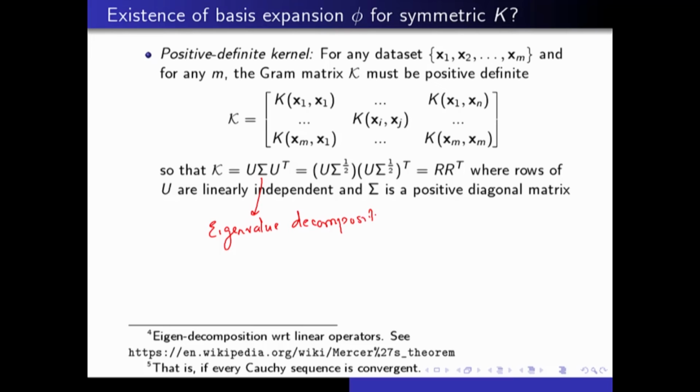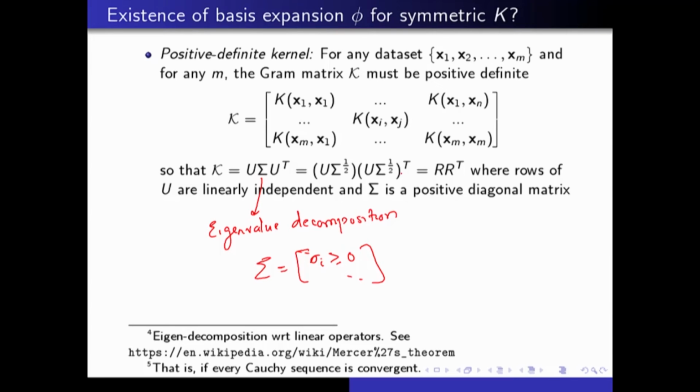The eigenvalue decomposition on the positive definite K would give you a sigma of eigenvalues which are all positive. So therefore I could alternately represent this K in terms of the product of a matrix with its transpose, where the matrix has linearly independent rows.